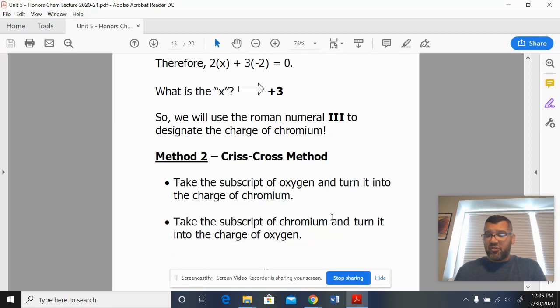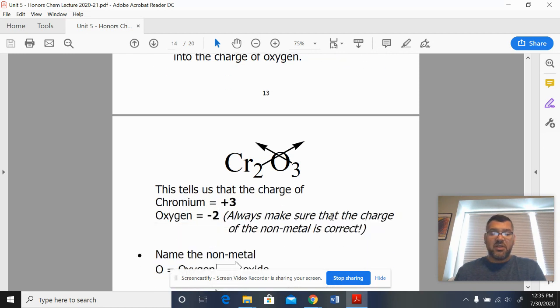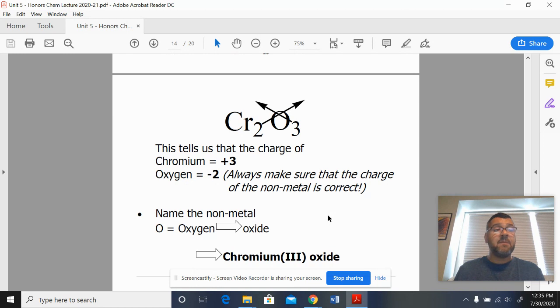The other way is to do the crisscross method. If you remember the crisscross method, you just reverse it. You go backwards. And when you do that, the subscript on the oxygen becomes the positive charge of the chromium, which is Roman numeral 3. So it's +3. So Roman numeral 3 is what we're using. Chromium, then Roman numeral 3, and then oxide. So that's how you name the second type.